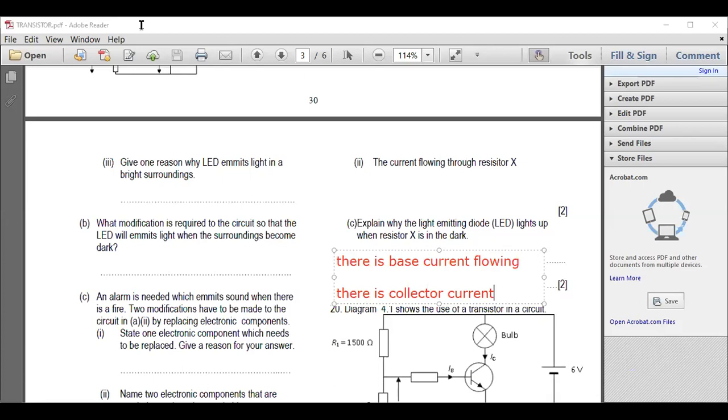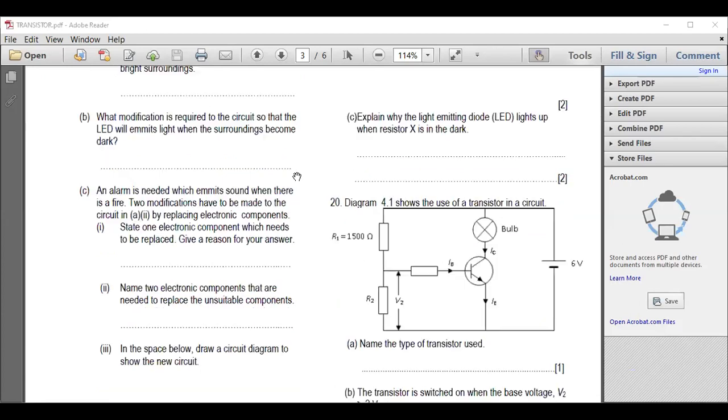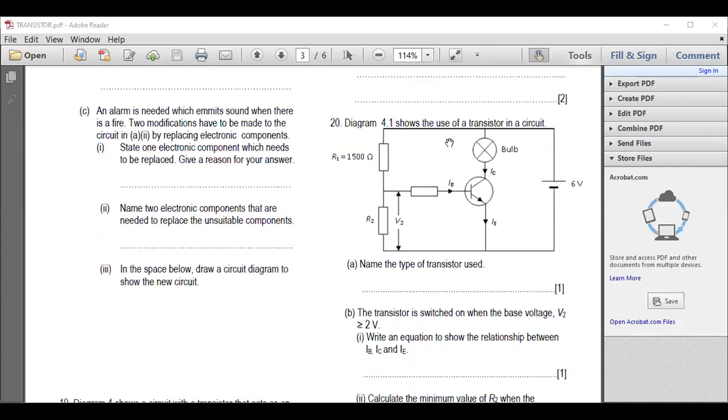Okay, now one more example, number 20. Diagram 4.1 shows the use of a transistor in a circuit. Name the type of transistor used. This one, the arrow going down, so we say NPN. According to the question, the transistor switches on when the base voltage is at least 2 volt. That means it's only on when the base voltage is minimum 2 volt. Write the equation between IB, IC, IE. Just say IE equals IB plus IC.